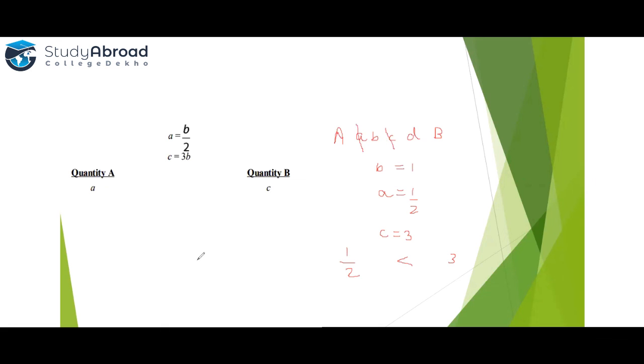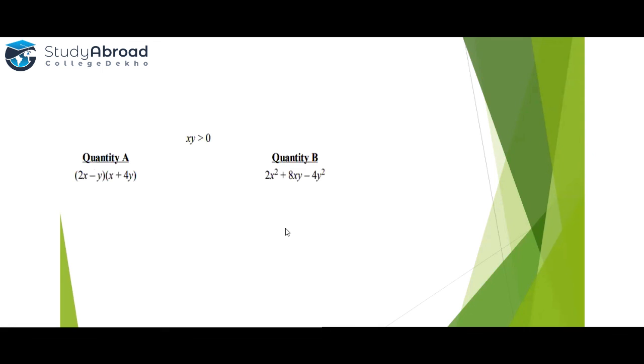If we directly put B is equal to 0, then A will be 0, C will be 0. Then 0, 0, both are equal. If both are equal, I can eliminate answer choice B. My correct answer is D in this case. Okay? Clear? Okay, let's move on to our next question. Okay, this one.